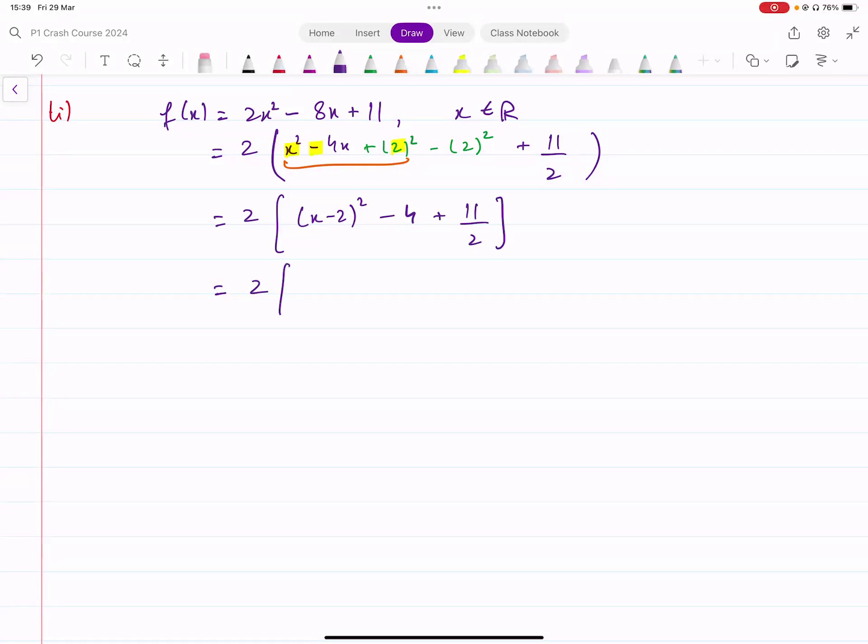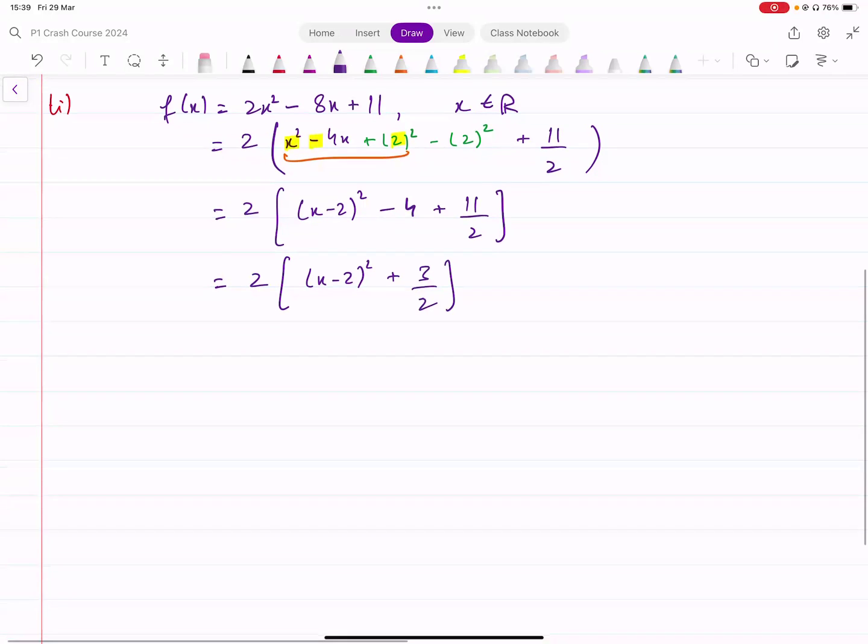Okay, now let's simplify this. This gives you (x minus 2) whole squared minus 4 plus 11 over 2. What's that? Minus 8 plus 11. That should be 3 over 2. Now multiply that 2 inside, and that will leave you with 2 into (x minus 2) whole squared plus 3. That is the completed square form of this function.